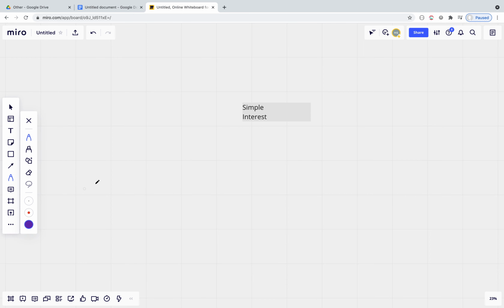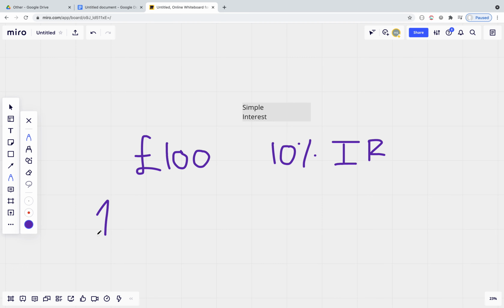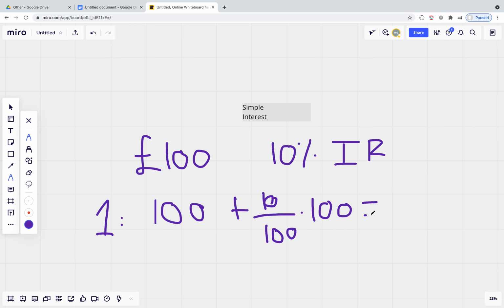Let's say you borrow £100 from me at a 10% simple interest rate, okay? How much would you owe me after 1 year? Well, after 1 year, you'd owe me 100 plus 10% of the £100. And this is something we covered in the first video. So this is what you'd owe me after 1 year. You'd owe me £110.